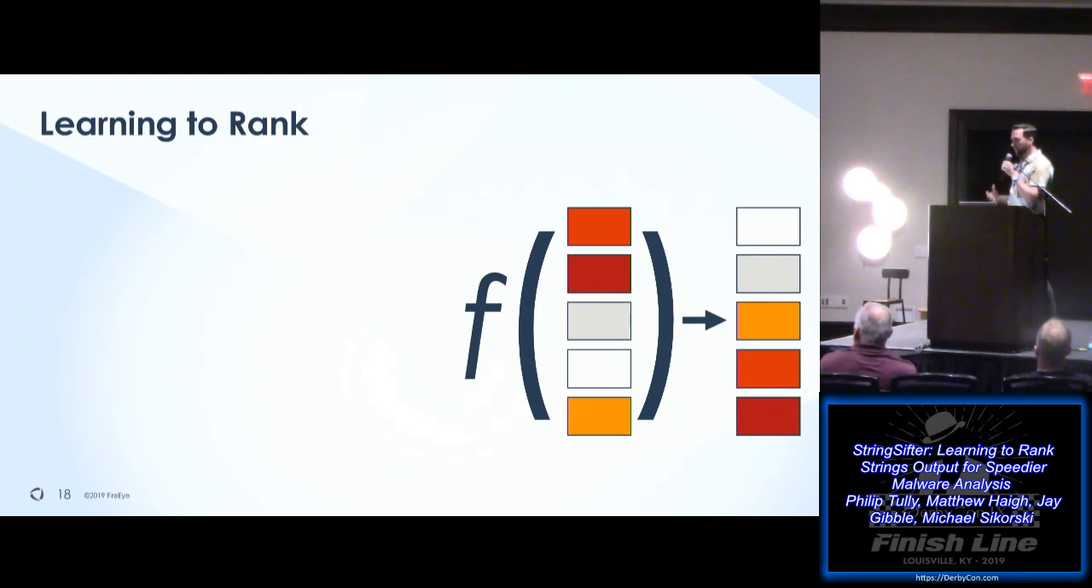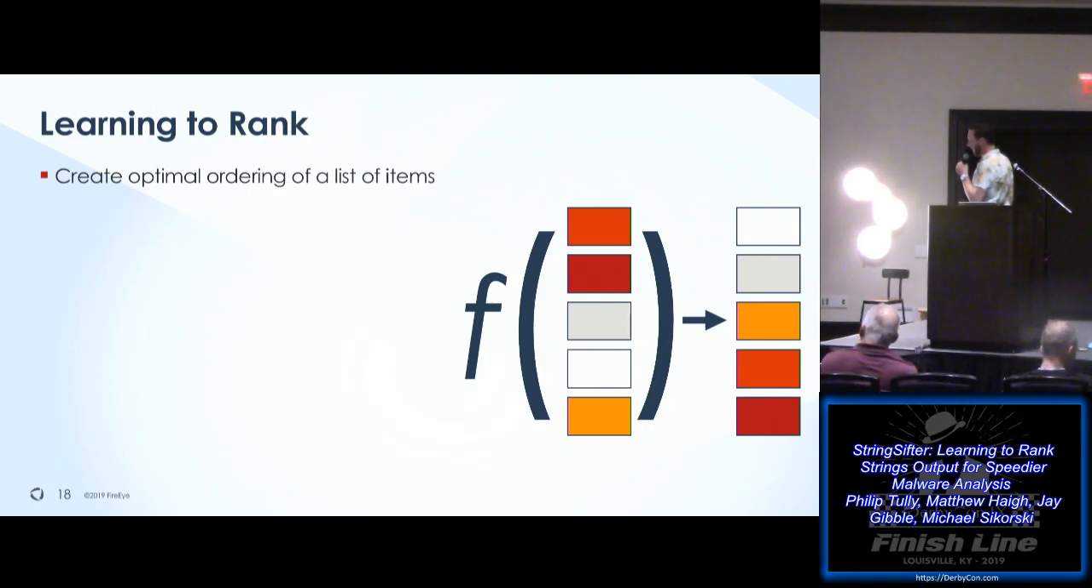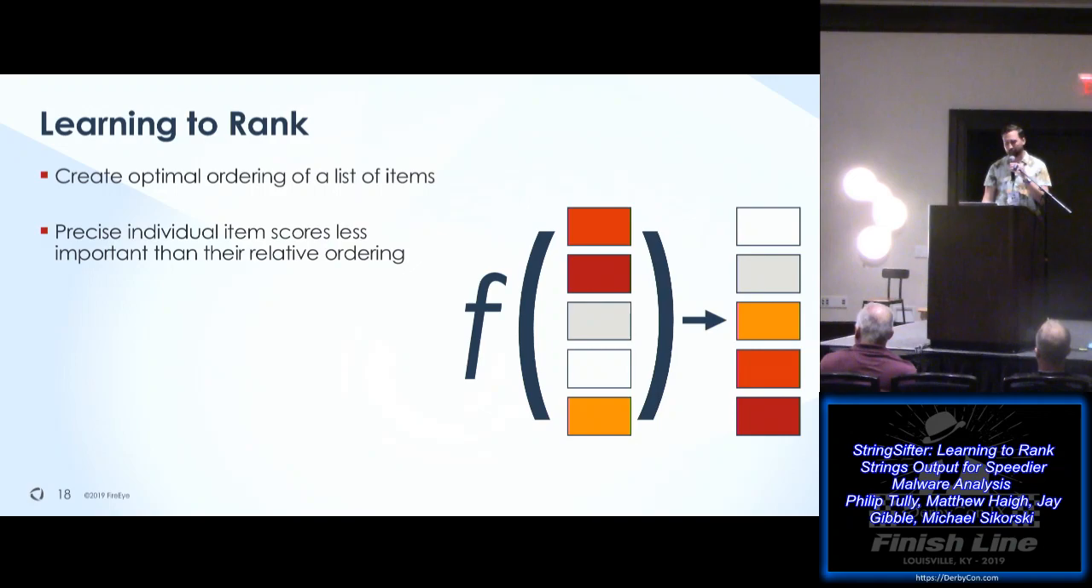In machine learning, this is referred to as the learning to rank paradigm. The goal here is to take a list of input items, like you see on the left, and create an optimal ordering, or optimal permutation, of those items. You have a list of 5 items here, you apply some function to those items, and what you get is an ordered list. The interesting part is that the precise score of each individual item doesn't matter as much as the relative ordering. I don't care how much that white box is ranked above that red box, only that it is ranked above the red box. So we don't care as much about precise scores.